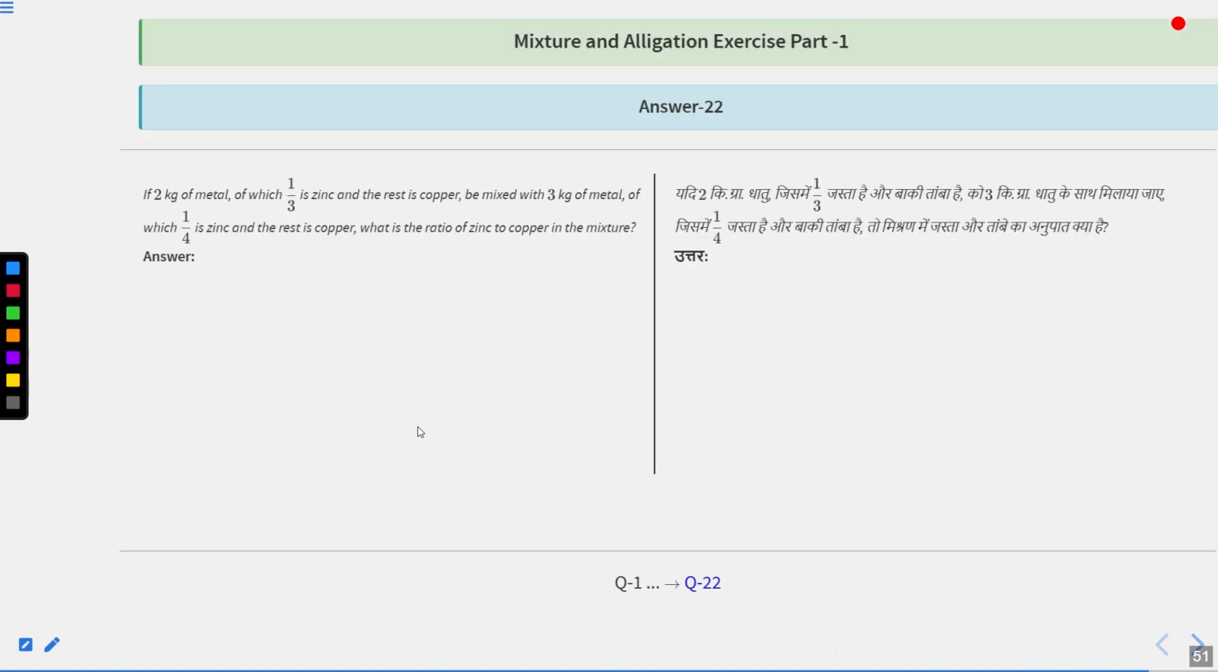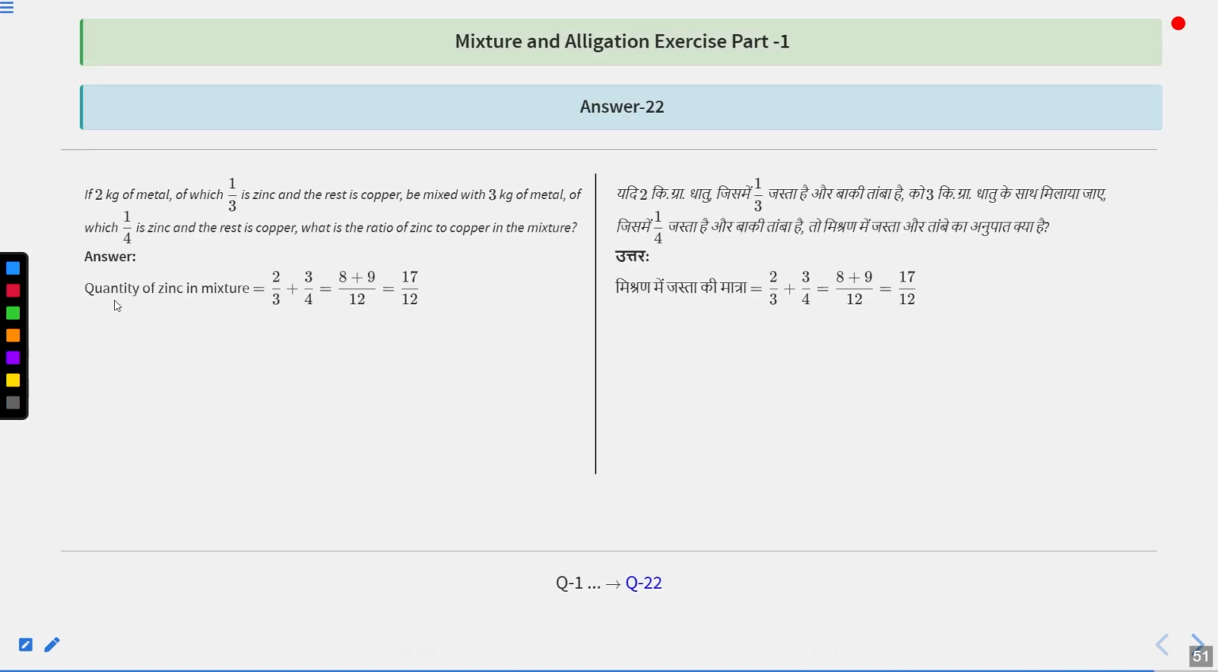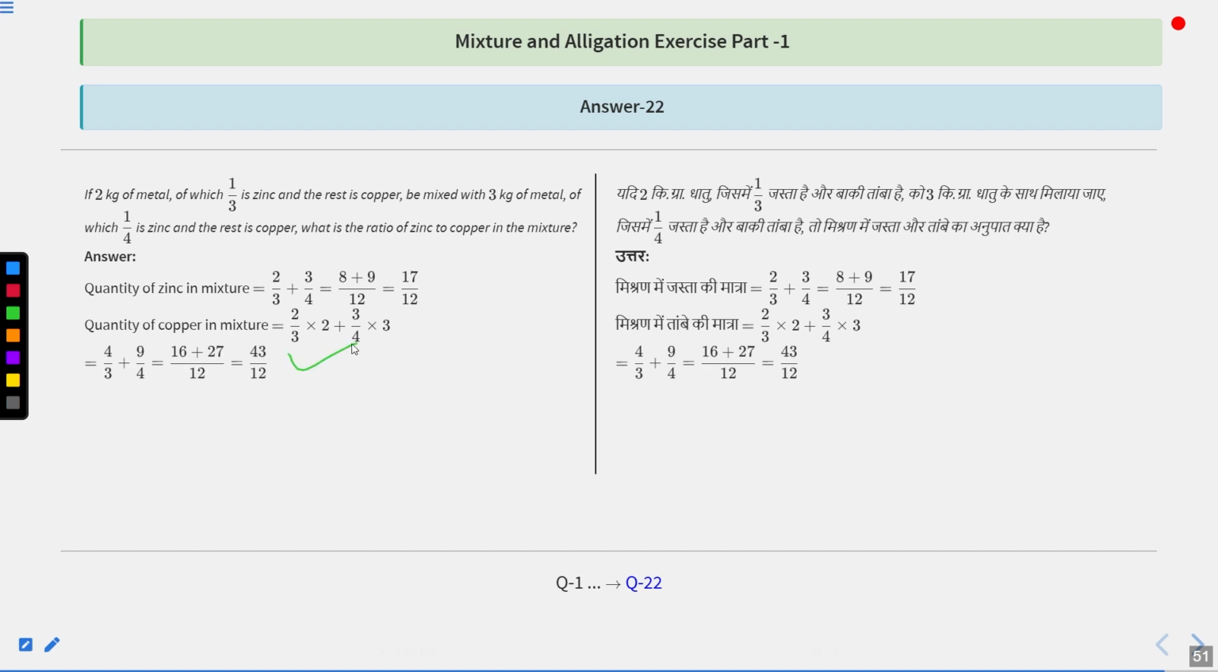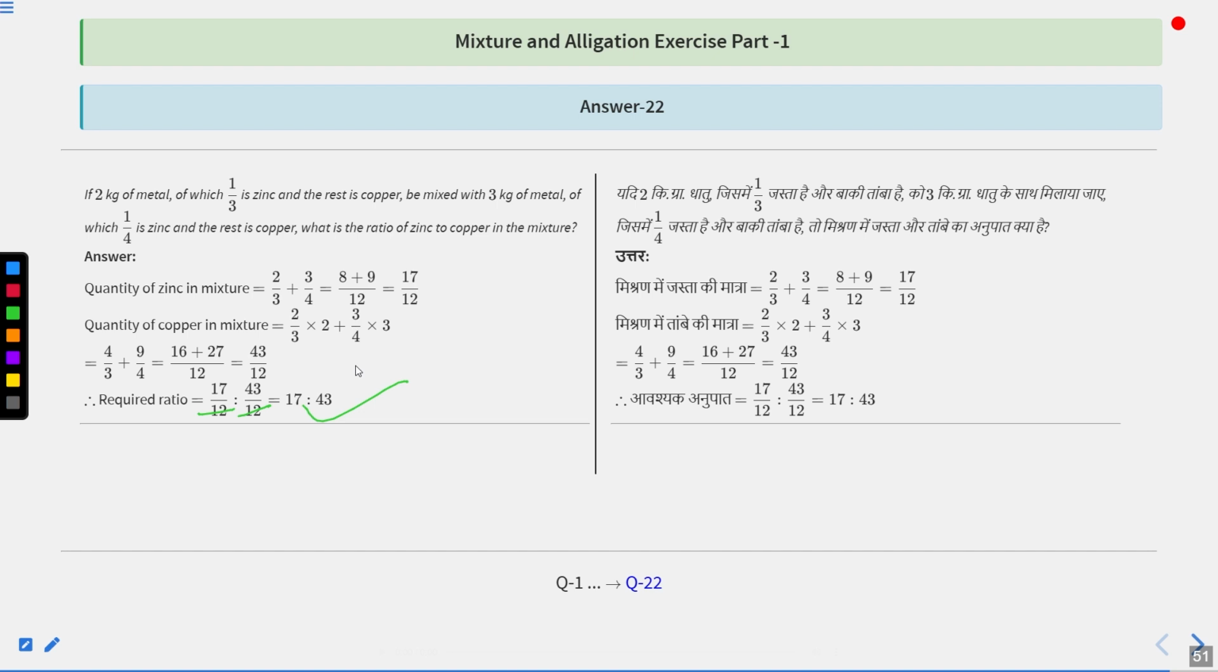Now, solution to be continued. Now we know that the quantity of zinc in the mixture will be 2 by 3 plus 3 by 4, which becomes 17 by 12. In the same way, the quantity of copper in the mixture, when we calculate it, we get 43 upon 12. So what will be the ratio? 17 by 12 ratio 43 upon 12. 12 cancels out, so the ratio becomes 17 ratio 43.